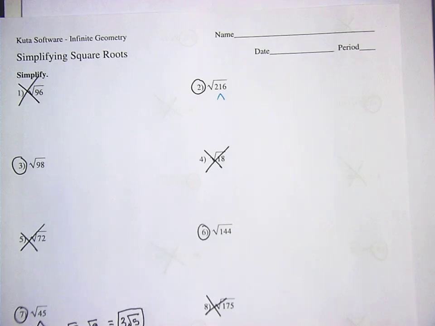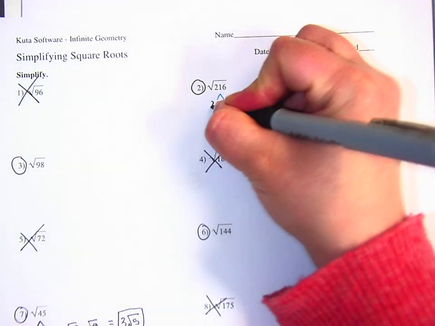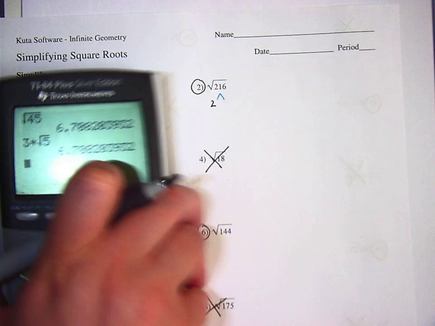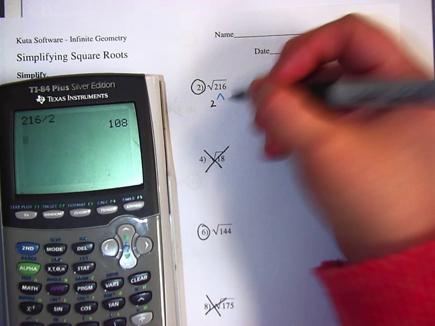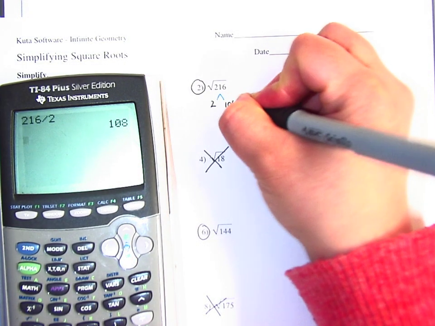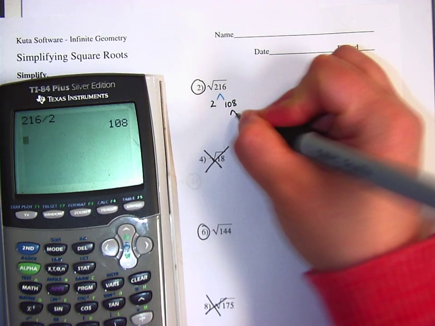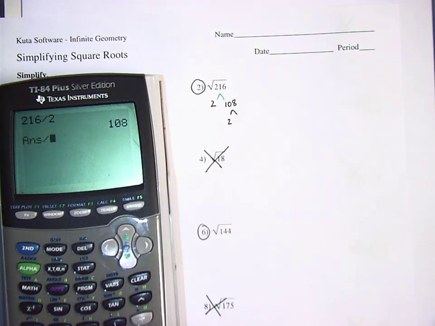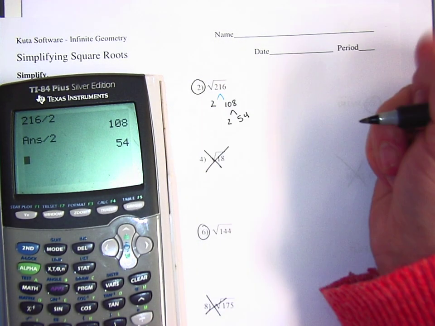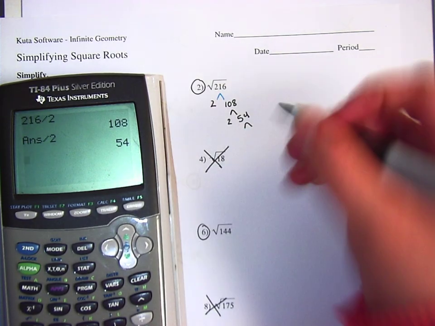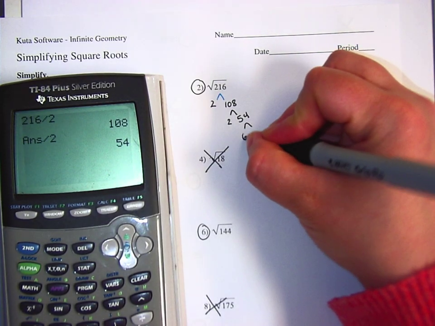Well, we definitely know that 2 goes in there because it's an even number. So I'm going to take 216 in my calculator. I'm going to divide by 2. It's 108. Well, I know 2 goes into 108 again, so I'm going to divide by 2. Now I'm at 54. And if I divide 54 up, I know this one now. This is 6 times 9.